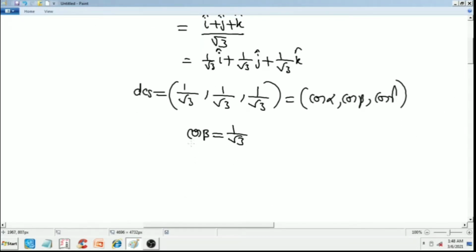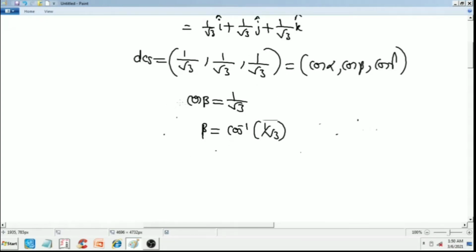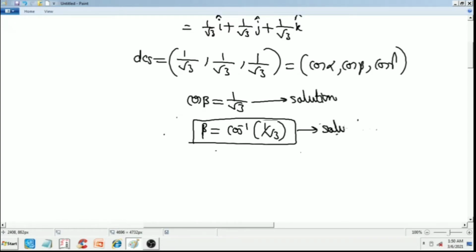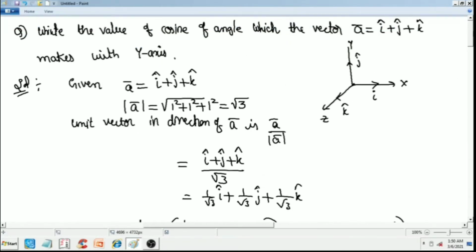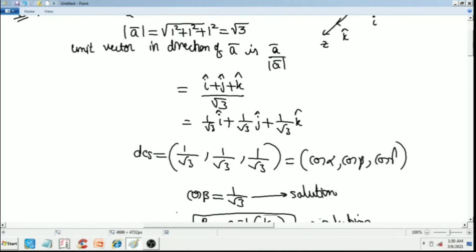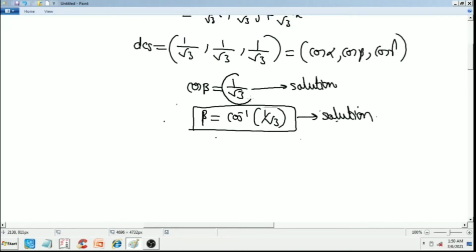In this question he asked the cosine of the angle. So this is the solution. If he asks you to find the angle, or the angle between a line and the y-axis, then this is the solution. But what he asked in the question is the cosine of the angle with respect to the y-axis. So with respect to the y-axis the cosine value is 1/root 3.